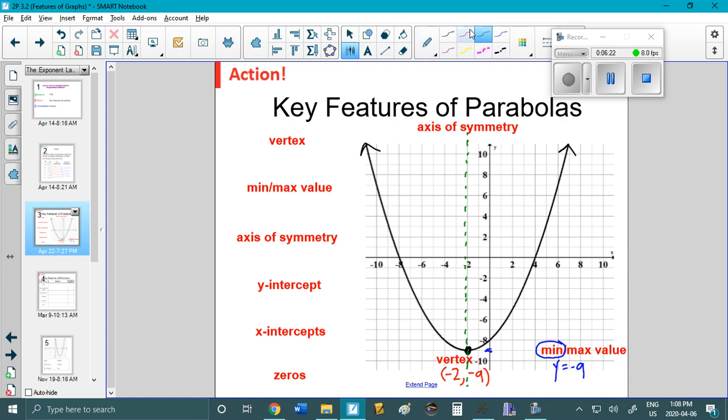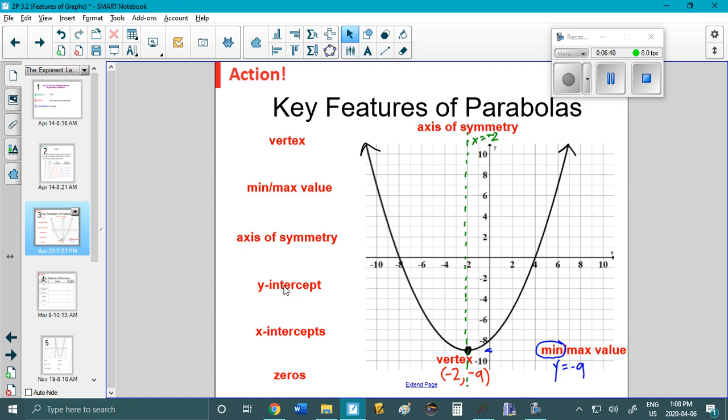And we'd have to define that axis. It tells us the x value of the vertex. And so the axis of symmetry is x equals -2. Okay, and again, I'm going to do a few more examples, so don't panic if you're falling behind. You can always pause and rewind.